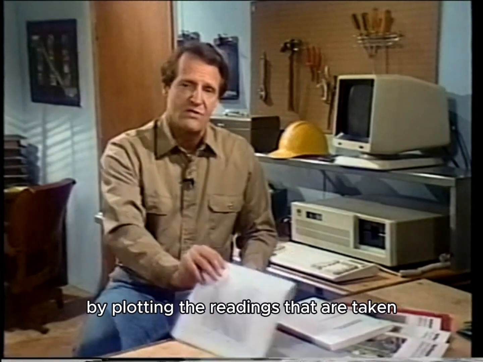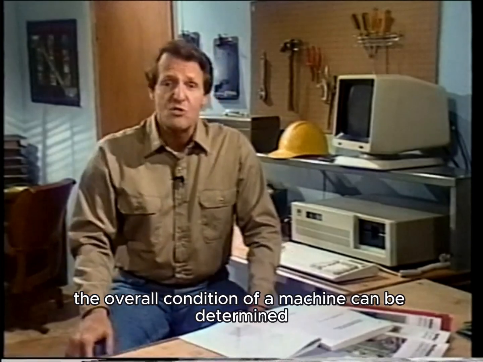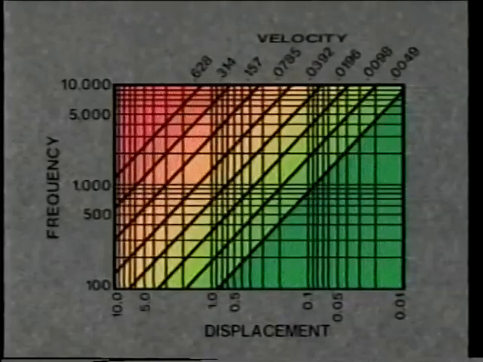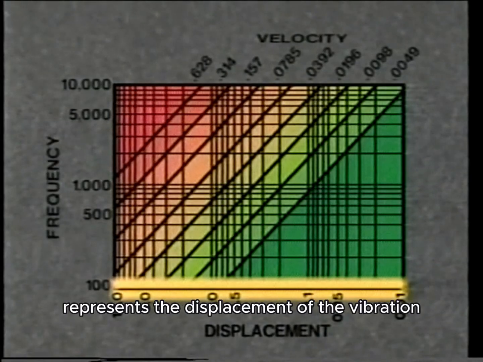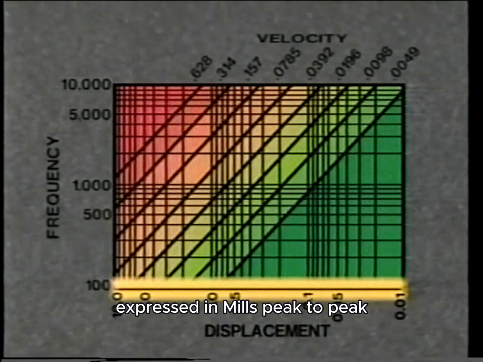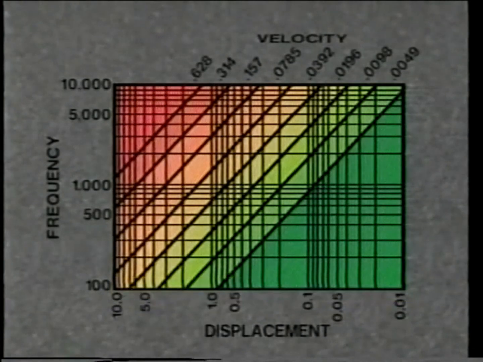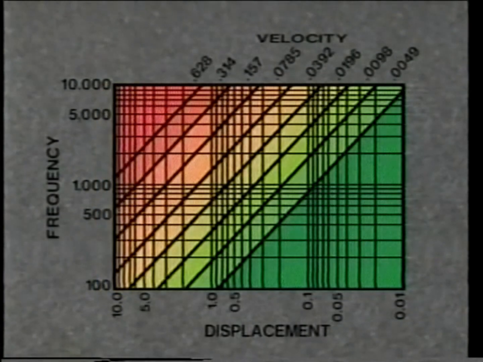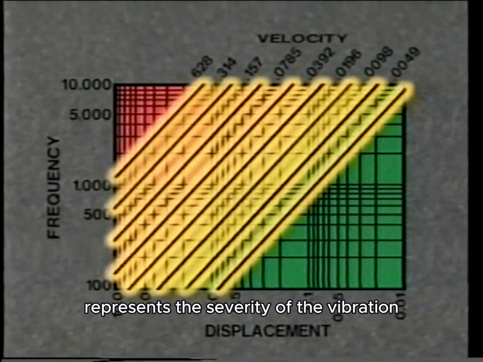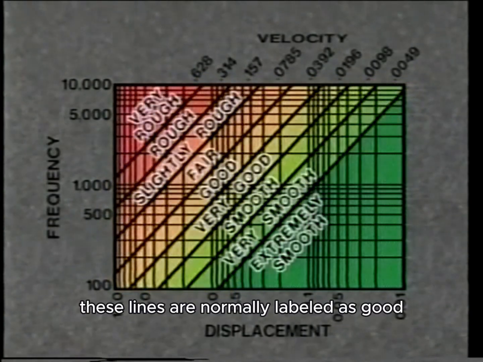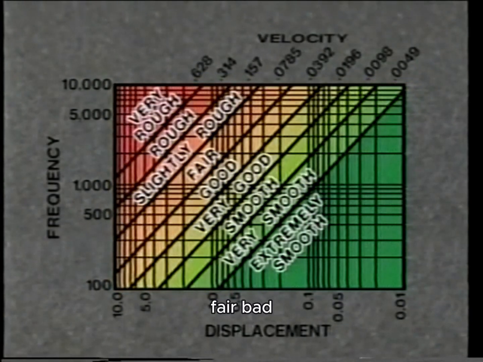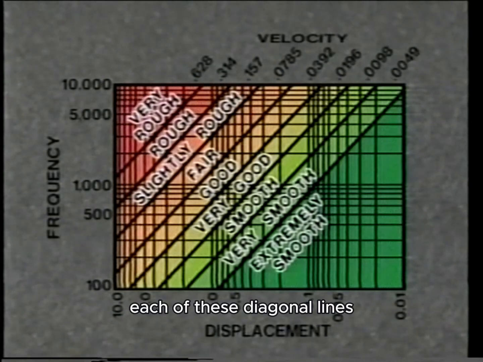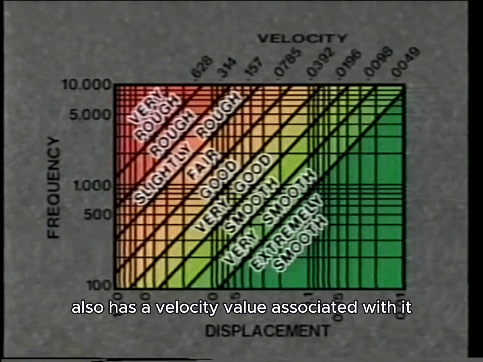By plotting the readings that are taken, the overall condition of a machine can be determined. Let's take a closer look at a section of the chart. The horizontal axis represents the displacement of the vibration, expressed in mils, peak to peak. The vertical axis represents the frequency, expressed in cycles per minute. And the third set of lines represents the severity of the vibration. These lines are normally labeled as good, fair, bad, and very bad, or some similar terms. Each of these diagonal lines also has a velocity value associated with it.